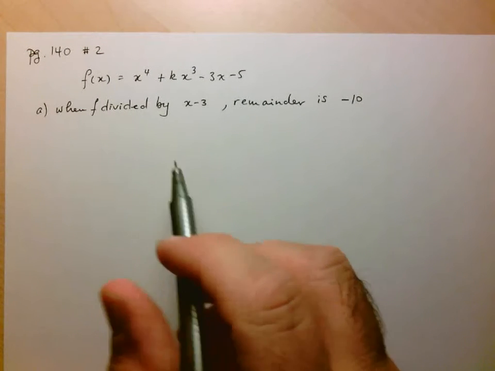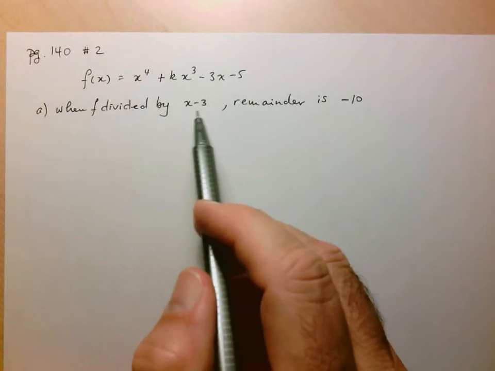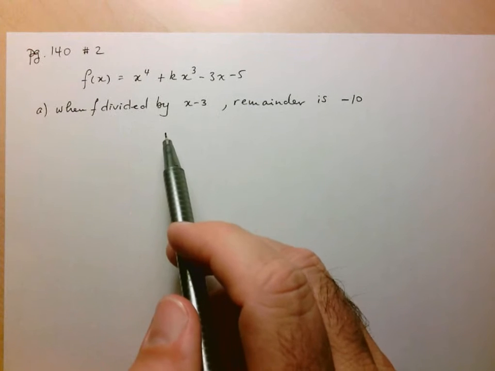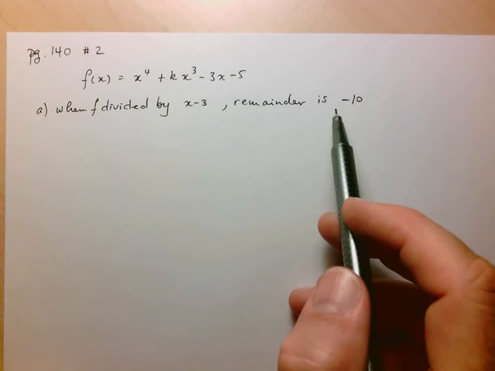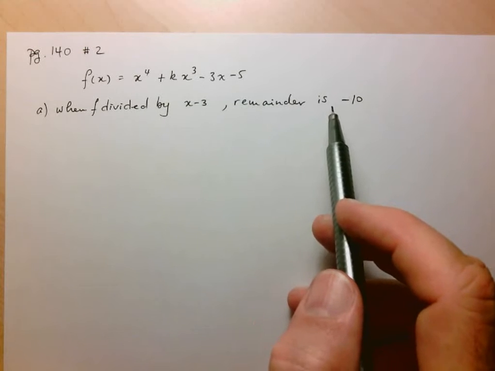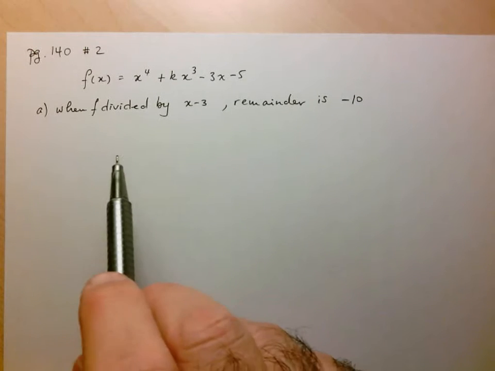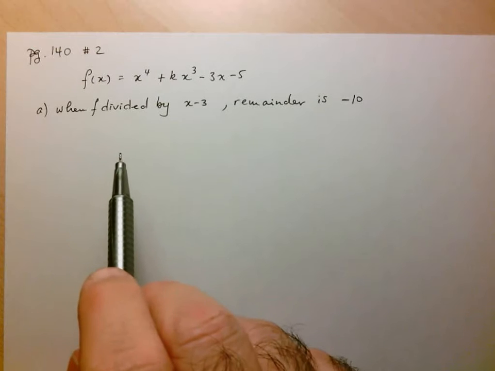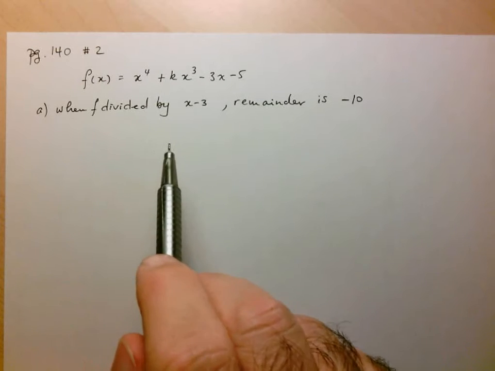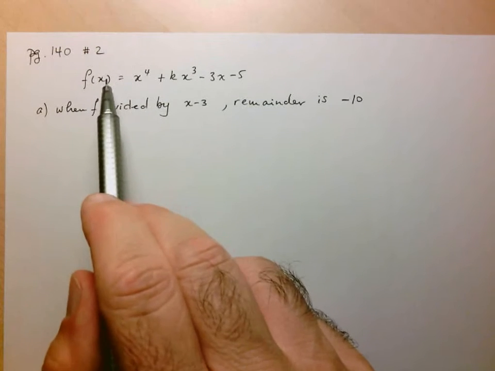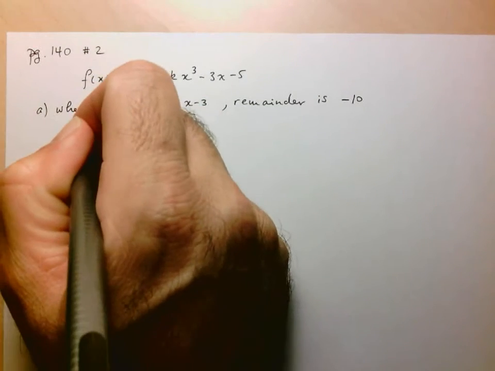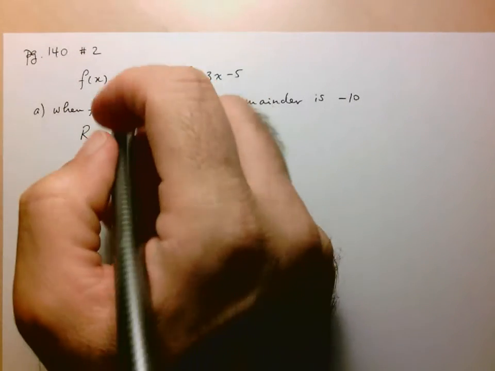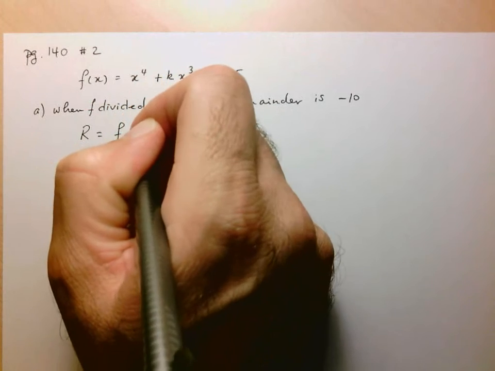Here we see that we're dividing by a linear expression, and they're asking us a question only about the remainder. So that should tell us to use the remainder theorem. Let's apply the remainder theorem and see where that takes us. To get the remainder of f when we divide by x minus 3, that's equivalent to just finding f at 3.